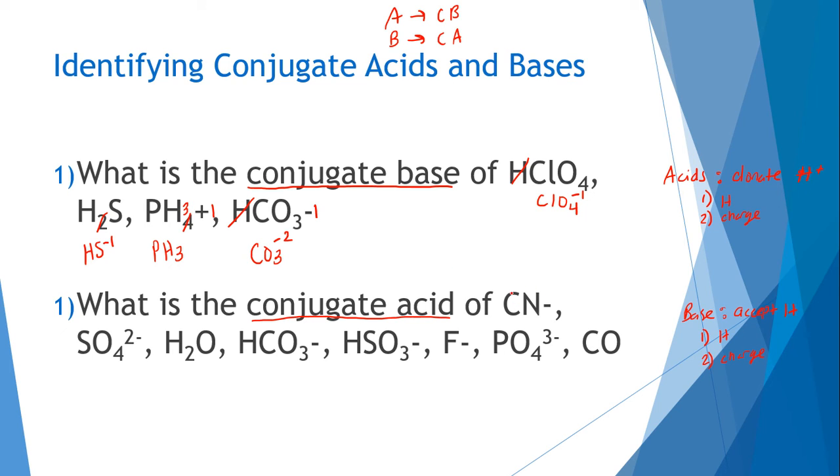So here my CN negative has to have an H. I still have a carbon, I still have a nitrogen. Then I look at this charge. Here I have a -1, but I gained something that's positive. So -1 plus 1 gives me a 0 for my charge. Here I have SO4 2 negative. So if I'm going to gain a hydrogen, let's put a hydrogen, SO4, but I have to worry about this. If I have a -2, but I gained 1, that gets me a -1 charge.